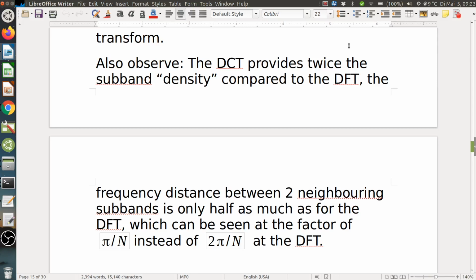So last time, this is where we stopped, basically introducing the DCT, and we saw that we get twice the subband density compared to the DFT because the DCT is only considering the positive frequencies in contrast to the DFT, which also covers the negative frequencies. So that means the distance between two neighboring subbands is only half as much as for the DFT, which can be seen also at the factor of pi over n for the DCT instead of 2 pi over n for the DFT.